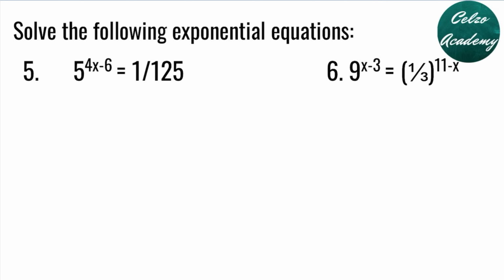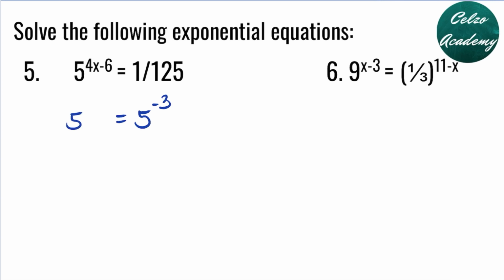Number 5. 5 to the power of 4x minus 6 is equal to 1 over 125. For this question number 5, we will use base 5. 125 is the same thing as 5 to the third power. And since we have 1 over 125, then we need to use the negative exponent rule. So the right side is the same thing as 5 to the power of negative 3. Using the negative rule, that's the same thing as 1 over 5 to the third, or that is 1 over 125.